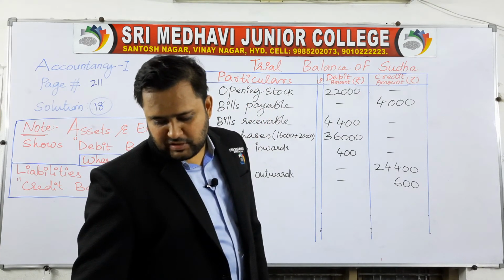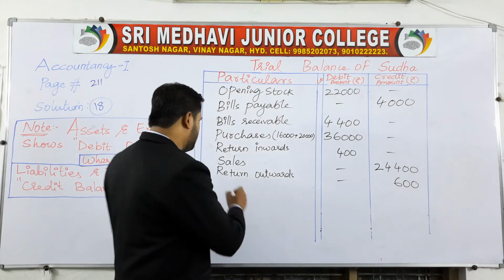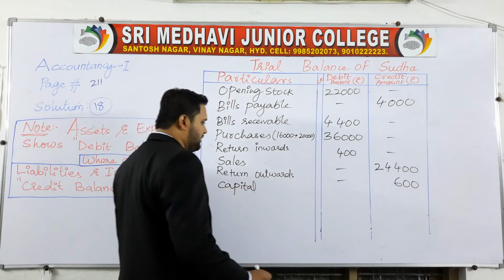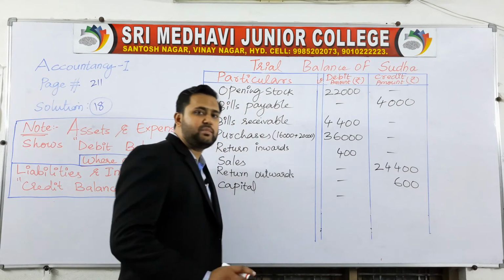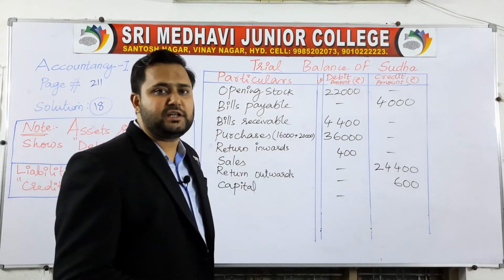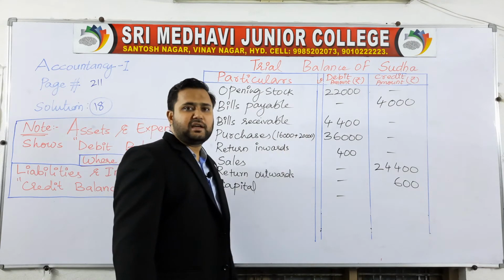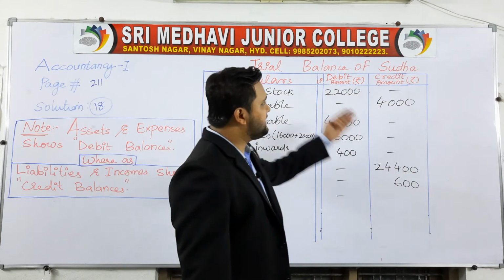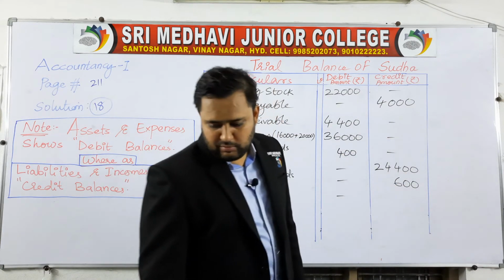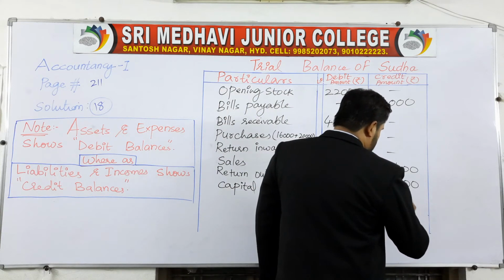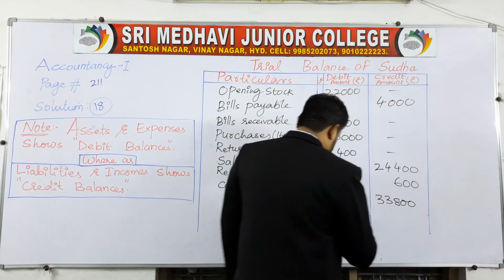Capital, 33,800. Capital is a liability. At the time of starting a business, whatever amount we have invested into the business, it's a liability for you. That is why you have to write on a credit side, or you can say the credit amount column. How much? 33,800.